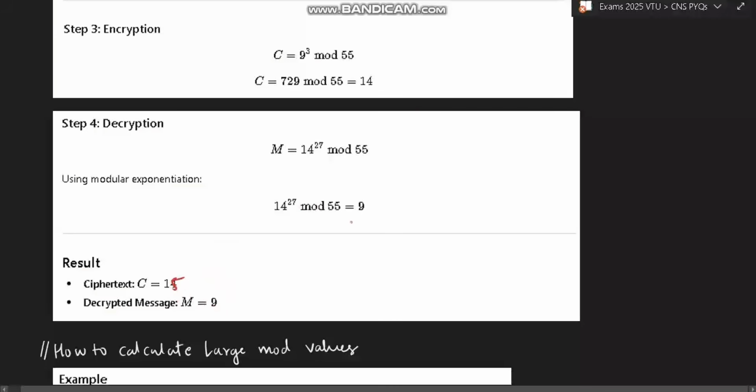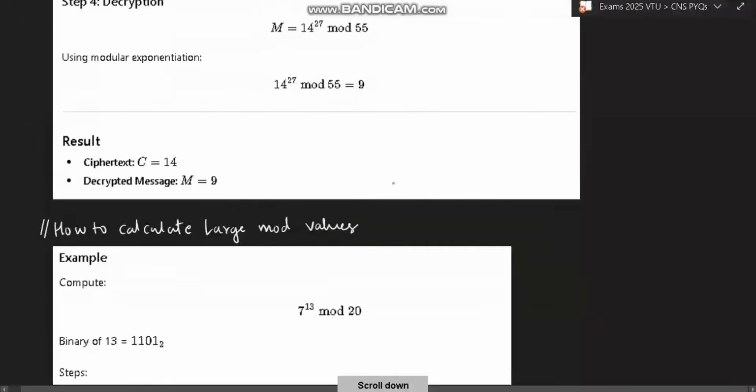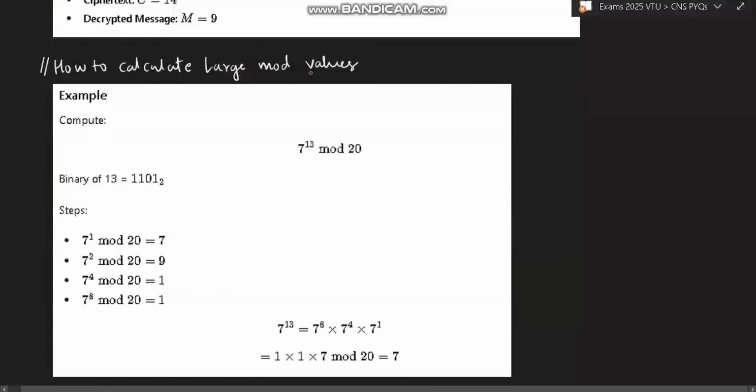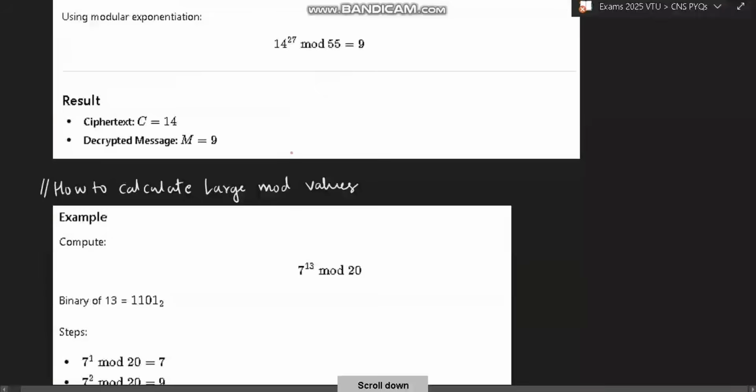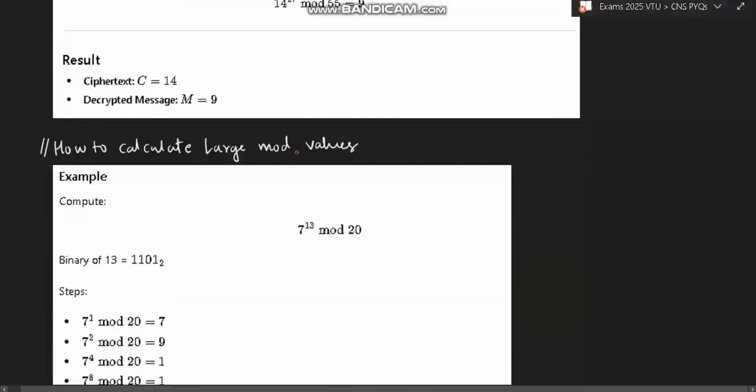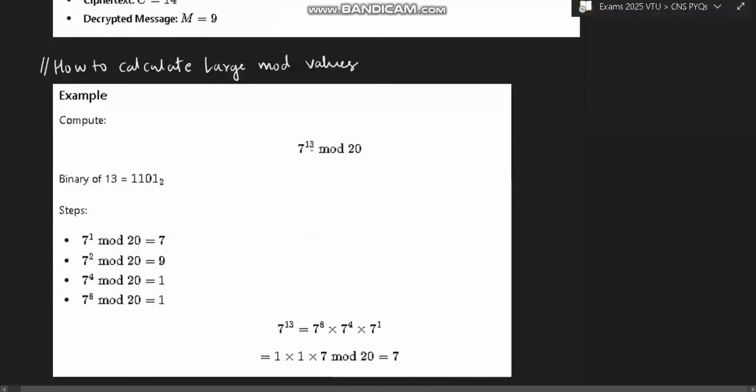Next, how do you calculate large mod values? For example, 14 power 27. A calculator also can't do it. So how do you do it? You have to simplify this. For example, if the number given is 7 power 13 mod 20, the calculator also cannot calculate this. Now, how do you simplify this? To simplify this, 13 is present here, right? Write this in binary. 13 in binary is 1101.